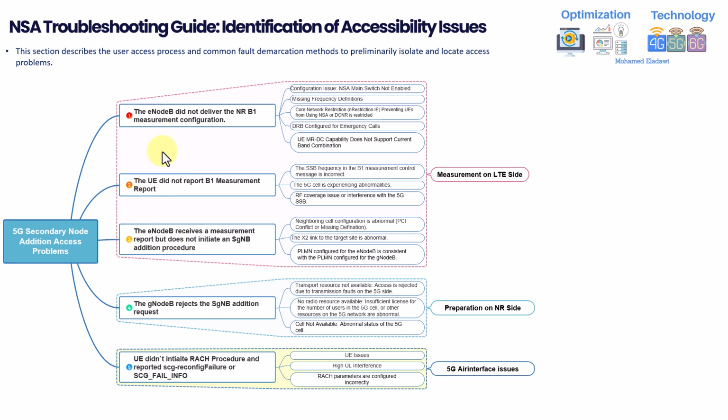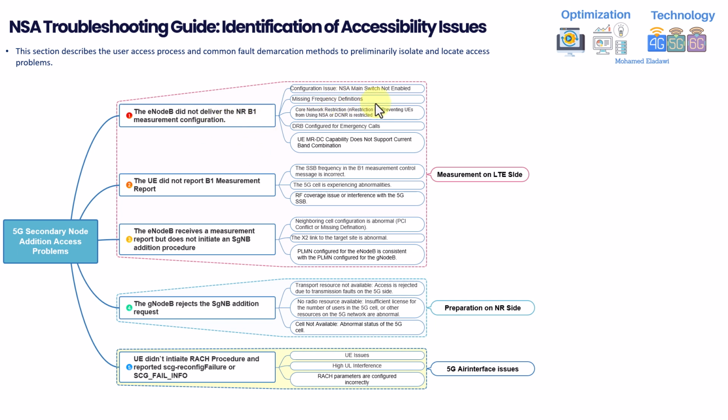The first part says that, for example, sometimes the eNodeB will not deliver the B1 measurement at all. In this case, you might not see failures, but you will also not see any 5G services. I mean, you might receive a complaint that the user cannot get 5G.